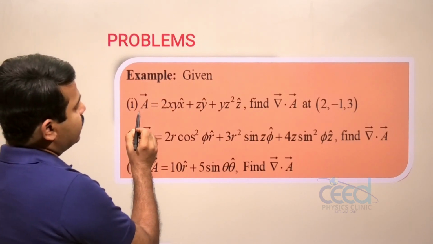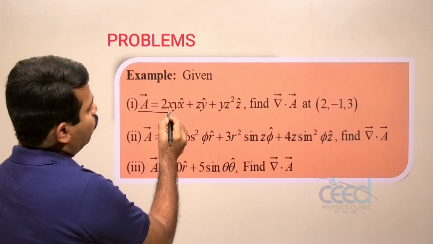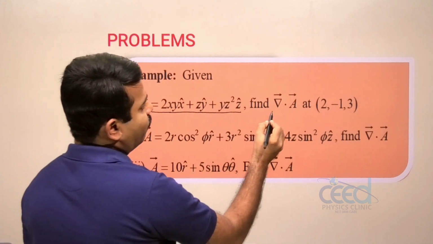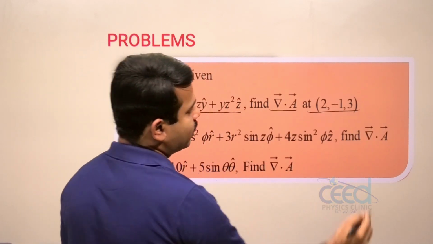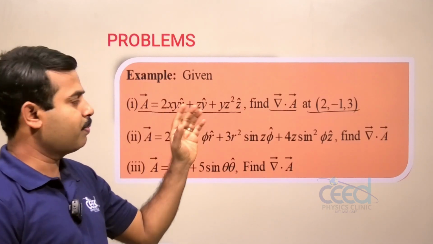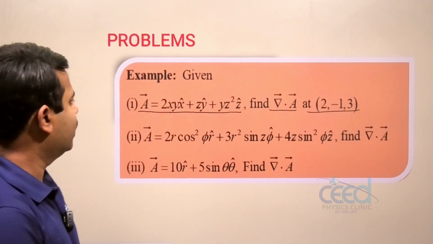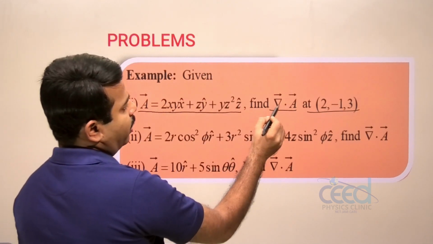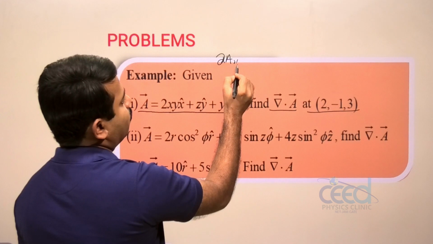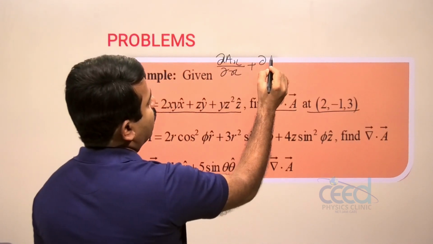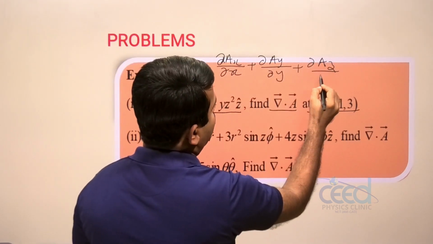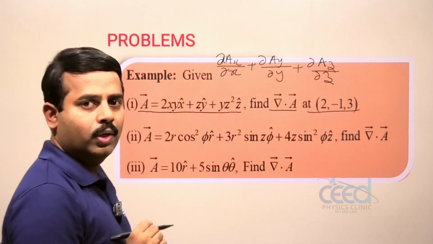See, A is equal to 2xy x cap, zy cap, yz square z cap. Find divergence of A at (2, -1, 3). So this is a Cartesian field, represented in Cartesian form, right? So you can directly apply our divergence operator. What is divergence of A? Dou Ax by dou x plus dou Ay by dou y plus dou Az by dou z. So this you can easily do, right?